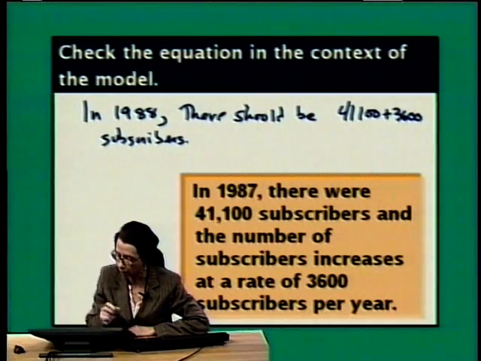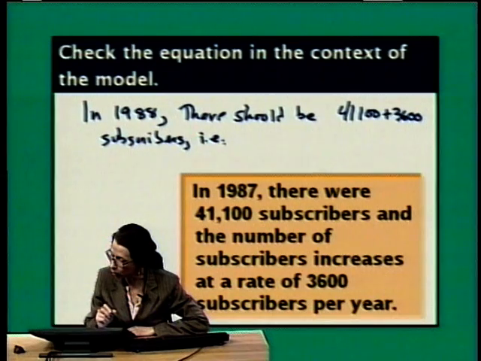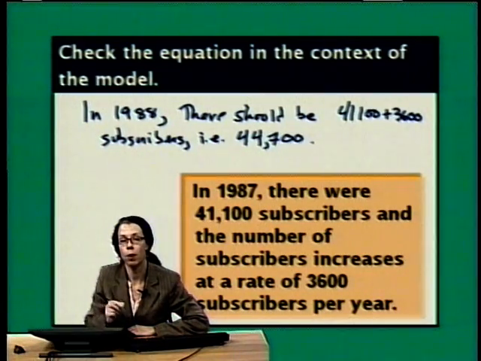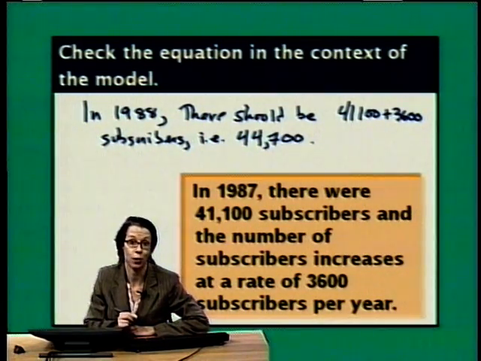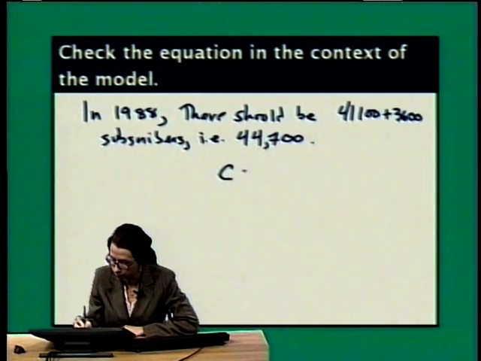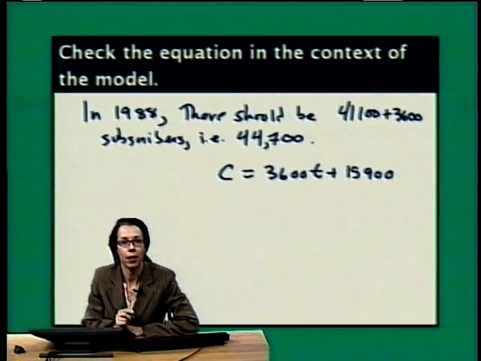Well, how many is that? Do some arithmetic here. Let's see, that's going to be 44,700. So what I want to do is check to see if I get this number from my model. So my model is this. Now in 1988, T equals 8.